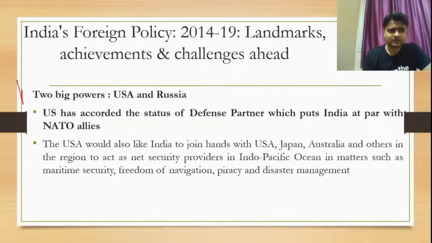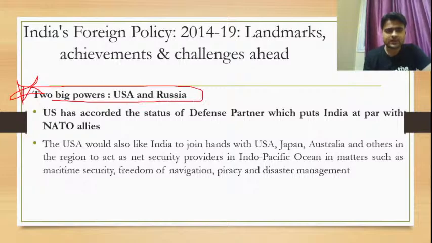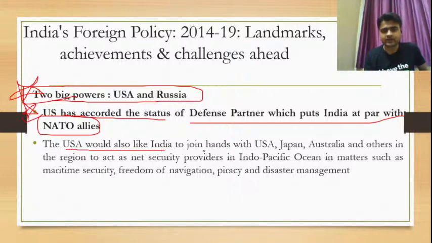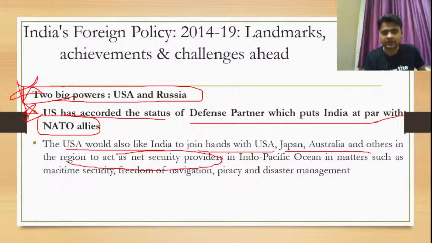Now let us discuss our foreign policy concepts in terms of big powers like USA and Russia. Fine. So the US has accorded India the status of defense partner, which puts India at par with NATO allies. This is a development which we need to remember. Then the USA would also like India to join hands with Japan, Australia and others in the region to act as the net security provider in the Indo-Pacific. This we have already discussed, and the grouping has been called Quad.